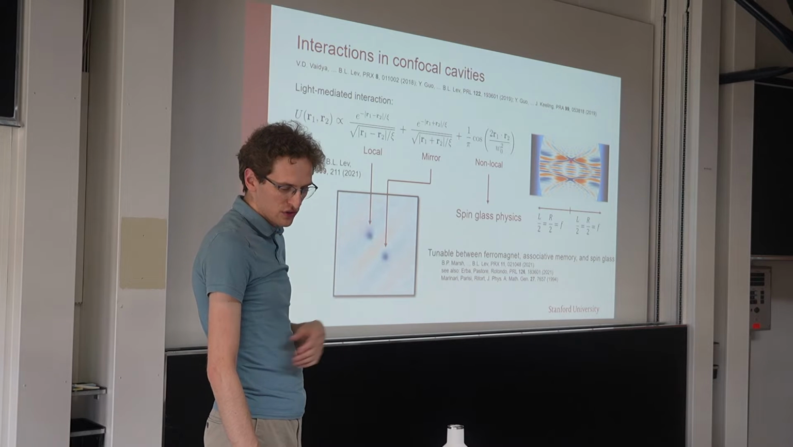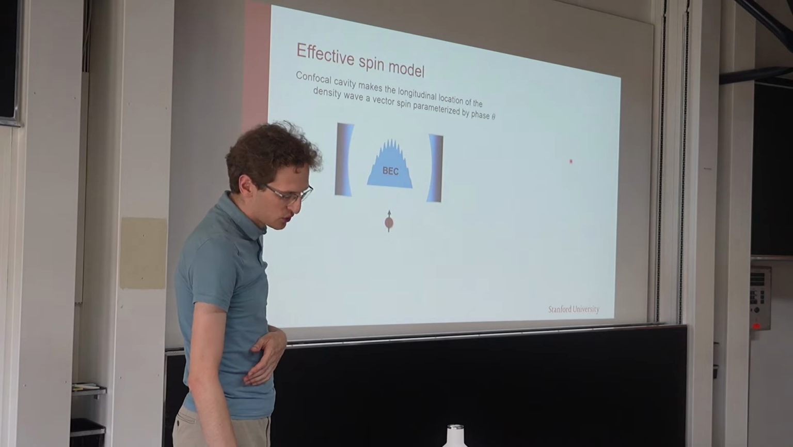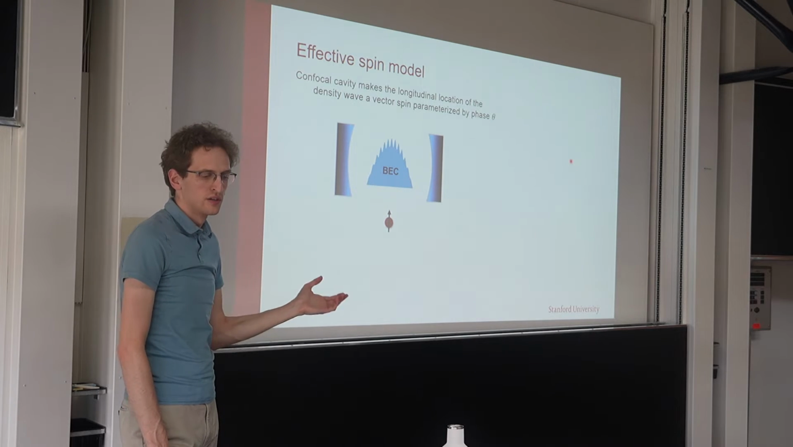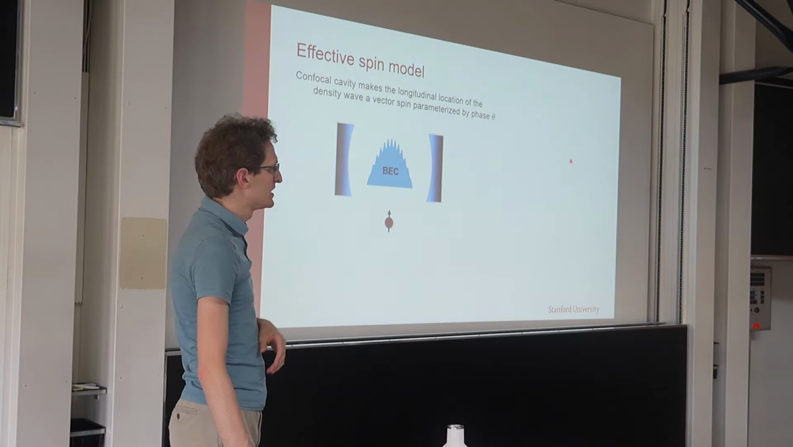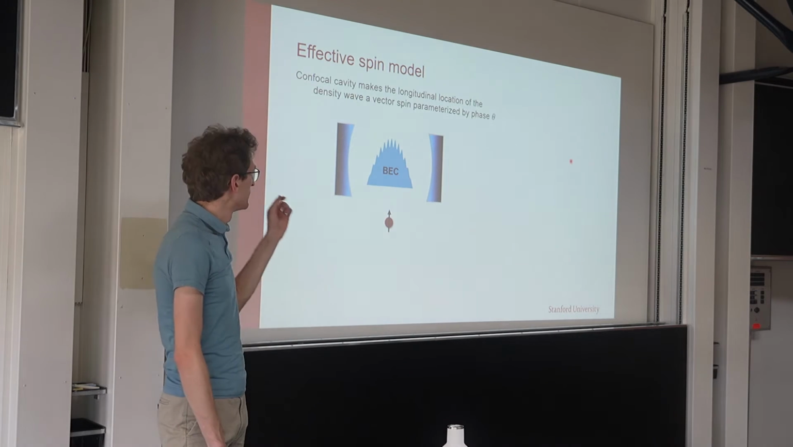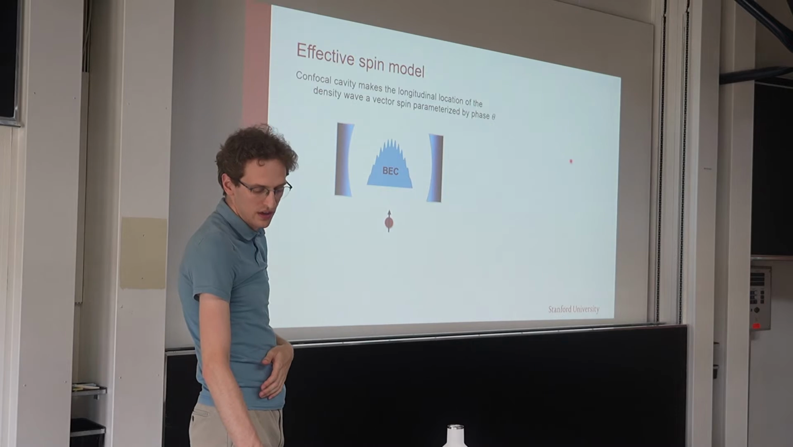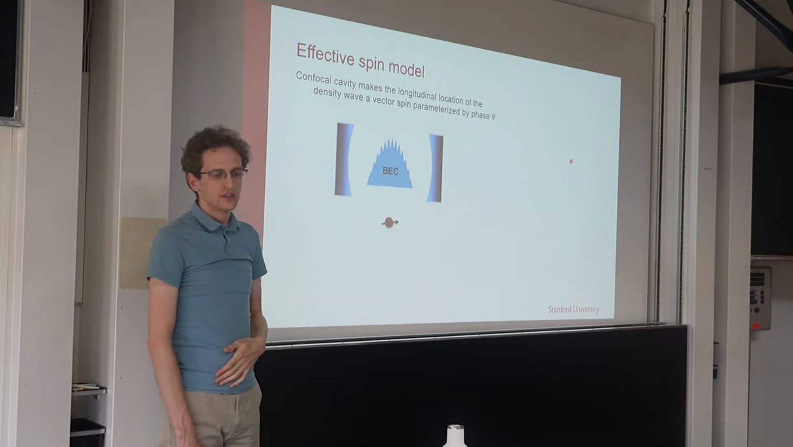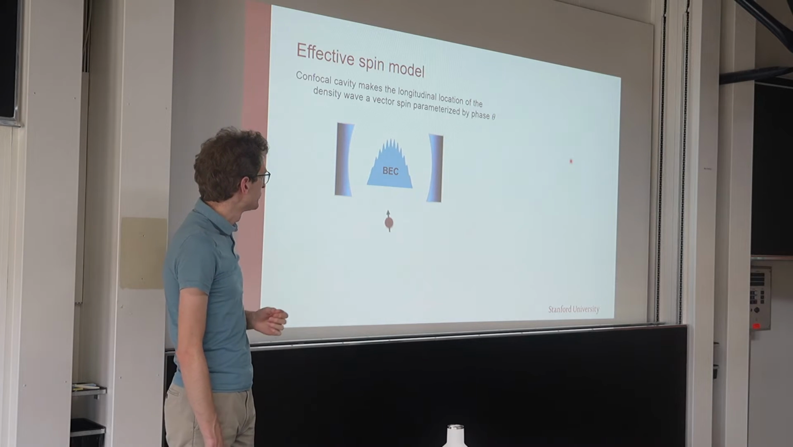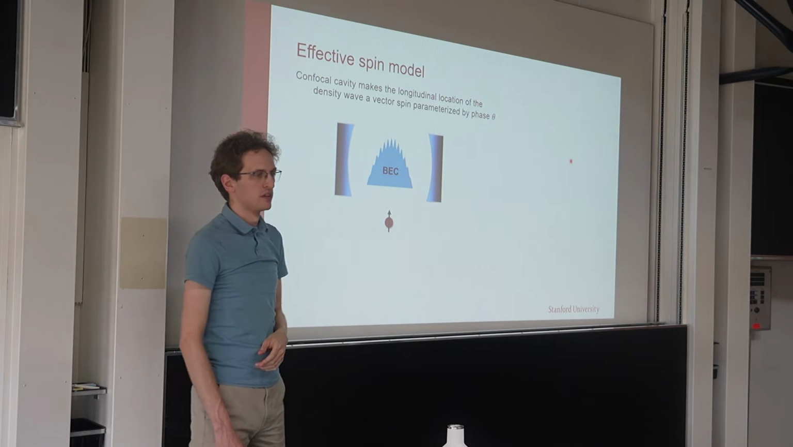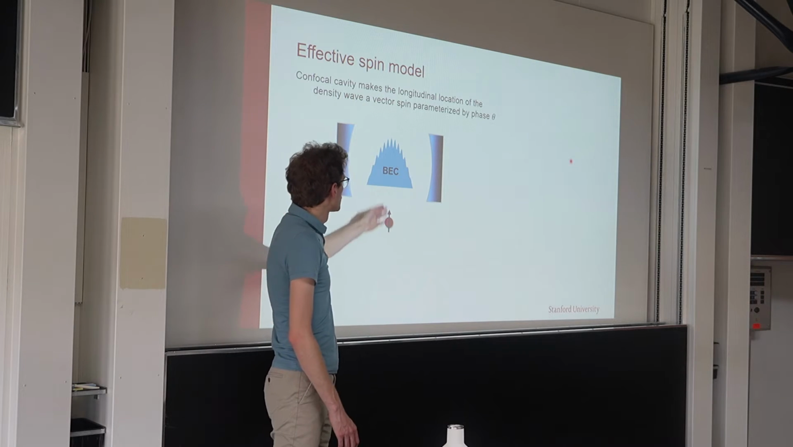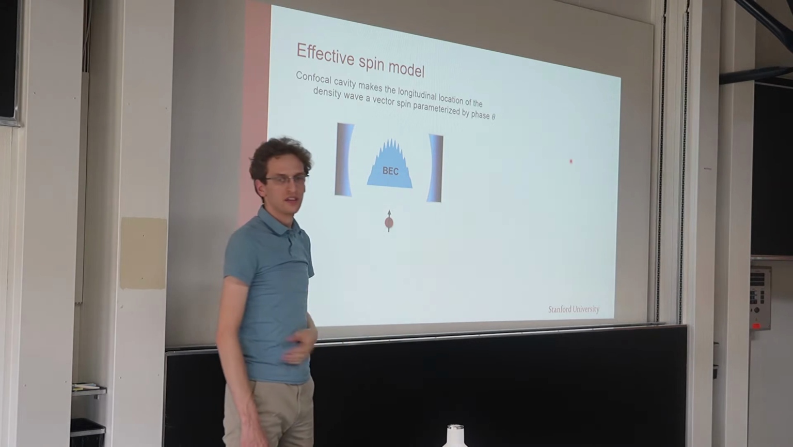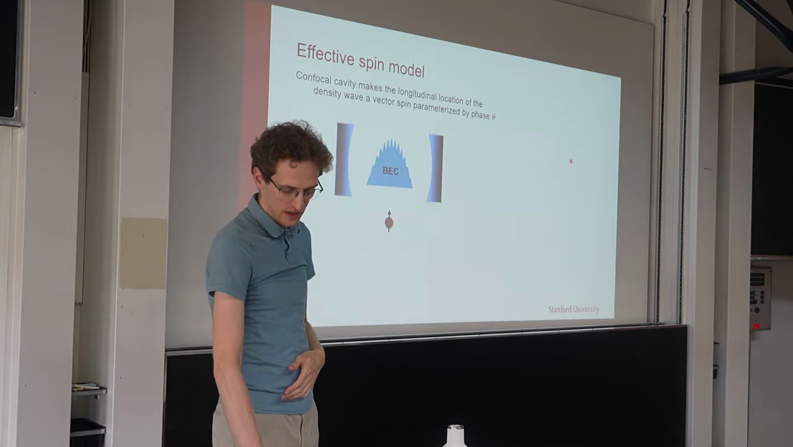So that allows us to study this physics, and now I should say one complication arises due to the fact that this confocal cavity has cosine and sine modes. So the density wave phase can also be a superposition of cosine and sine modes, in which case the density wave can be basically anywhere. And so, because it's now a phase degree of freedom, you can think about it as a vector spin. So the angle of this vector spin corresponds to where in the cavity, modulo the wavelength, the density wave organized.